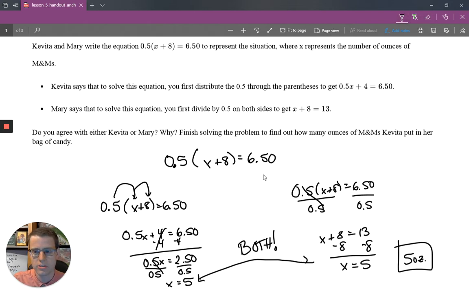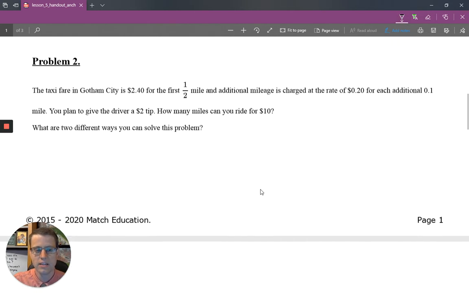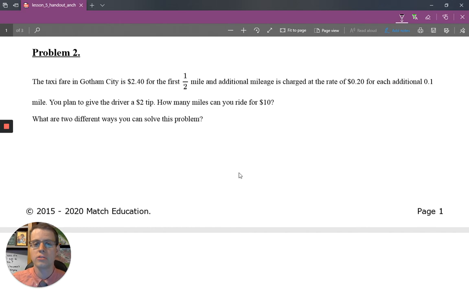What about the next question? The taxi fare in Gotham City is $2.40 for the first half mile. In addition, additional mileage is charged at the rate of 20 cents for each additional 10th mile. You plan on giving the driver a $2 tip. How many miles can you ride for $10?